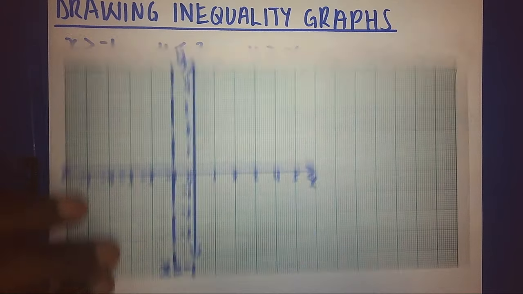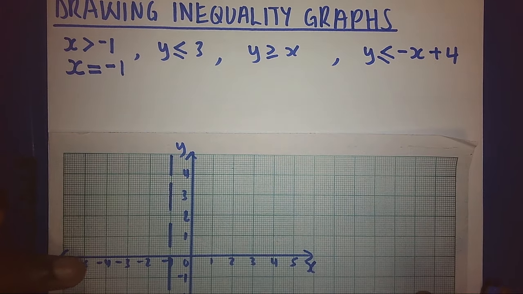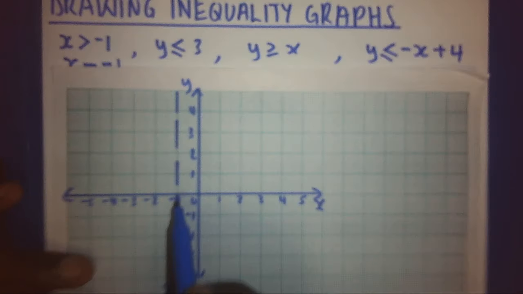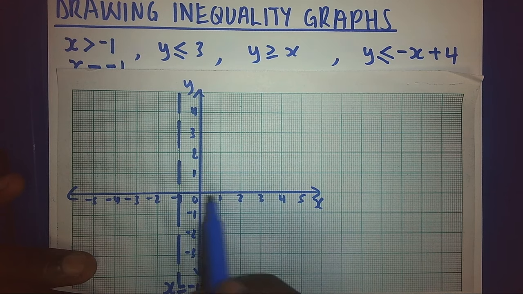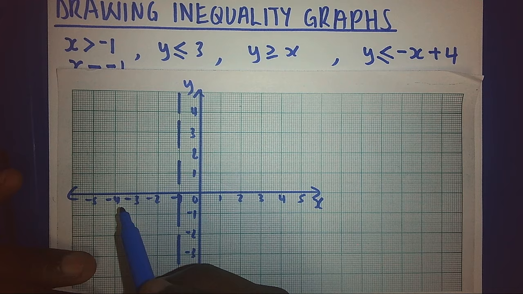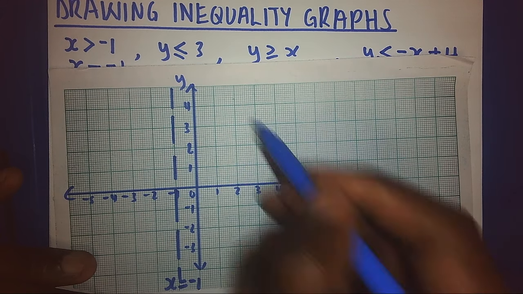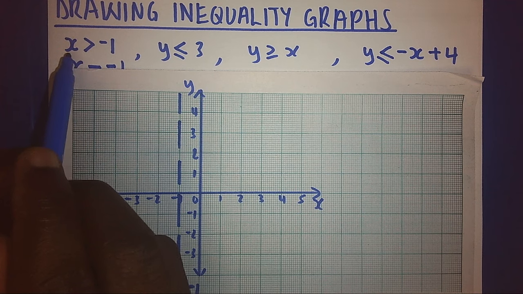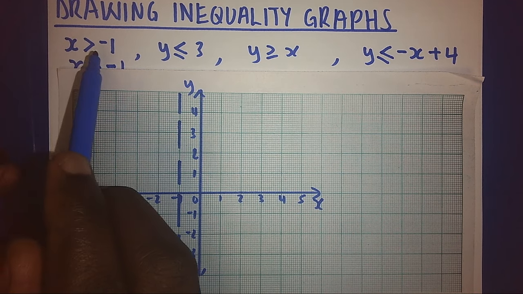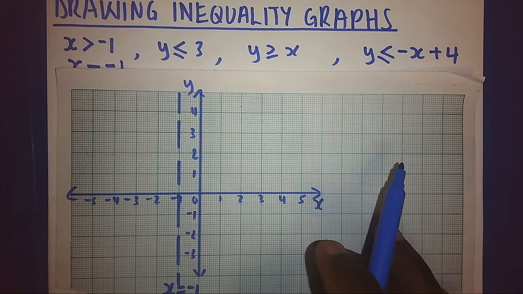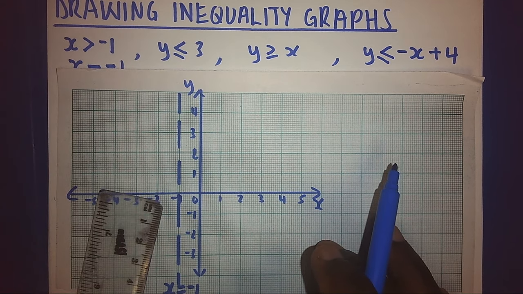Now, after drawing the line, we look at our inequality. X is bigger than negative 1. If you go to our graph, x is greater this side, meaning the opposite side is smaller. So this side will satisfy our inequality, and this side does not satisfy our inequality that says x is greater than negative 1. Hence, this side is not wanted. And as I said earlier, we shall shade an unwanted side.